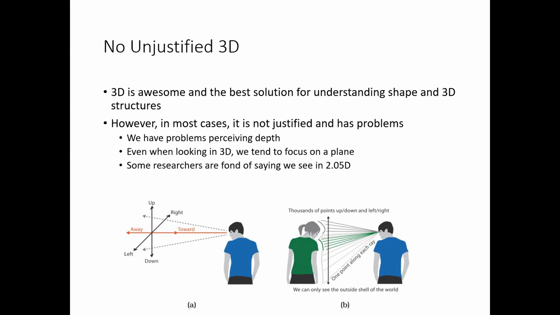One thing is with humans, we actually have trouble perceiving depth. And even when we're looking in 3D, we tend to focus on a plane. So we don't see everything in depth perception. We tend to focus on just a plane. For example, right now I'm focusing on the screen of my computer as I'm giving this little talk. I'm not focusing on everything in the background. Even though I'm seeing in 3D, a lot of researchers are fond of saying we see in 2.05D. So we see 2D plus a little bit more that appears in the background.